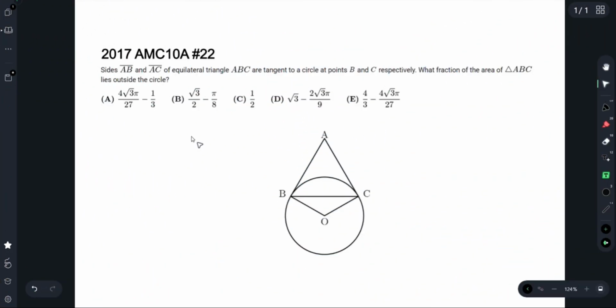Hello guys, today talking about 2017 AMC10A number 22. So sides AB and AC of equilateral triangle ABC are tangent to a circle at points B and C respectively. What fraction of the area of ABC lies outside the circle? So we can start by drawing this line from A down to O, and this will create perpendiculars and right triangles here and here. And this is actually going to create 30, 60, 90 triangles because this cuts the 60-degree angle of A into two parts. So 30, 90, 60.